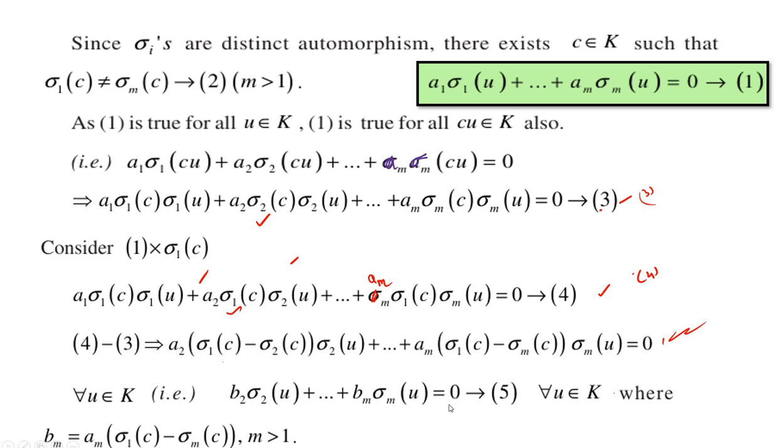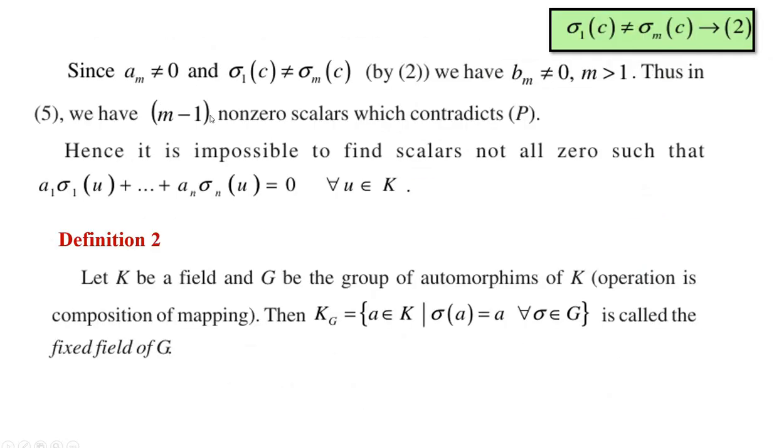So that's a contradiction. Since A_m is non-zero, sigma 1 C is not equal to this, so we have B_m not equal to 0. Thus, in (5), we have m minus 1 non-zero scalars, which contradicts statement B. Hence, it is impossible. We said "let, if possible." So it is impossible to find scalars, not all 0, such that this linear combination is 0. This in turn tells us that sigma 1 to sigma n are linearly independent.